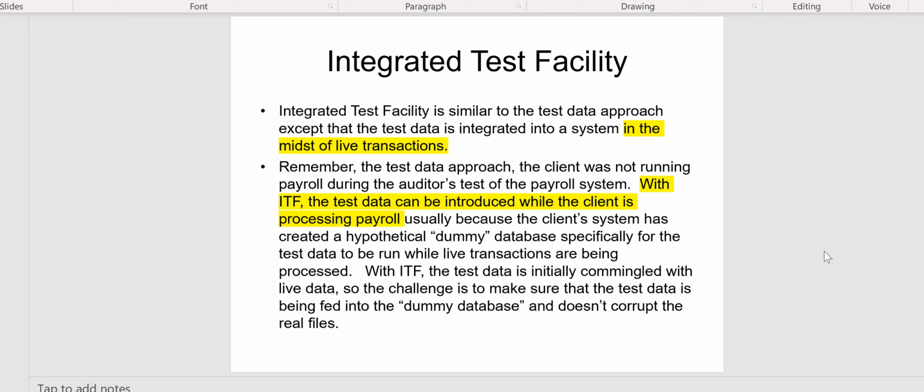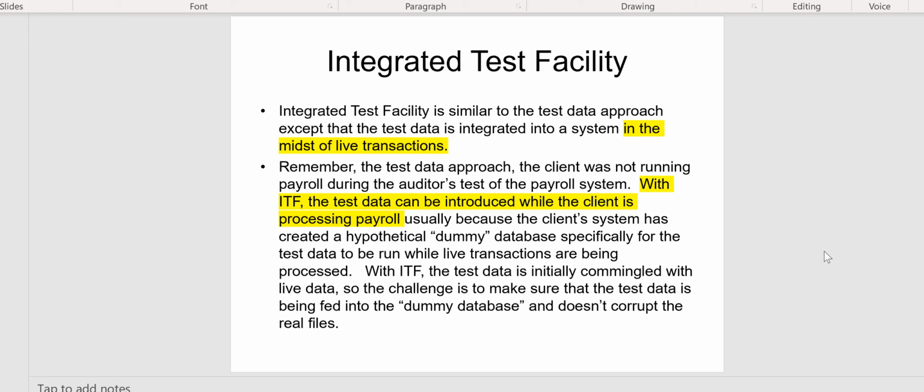So the challenge is to make sure that the test data is being fed into the dummy database and doesn't corrupt the real files. So once again, there's an issue with this too. It's not without its risk, but it's a little bit easier because if it's designed properly, while the test data is initially commingled with live data, it eventually goes through a dummy database and gets coded there so that it doesn't corrupt the real files and you don't have to go back and reverse it out.